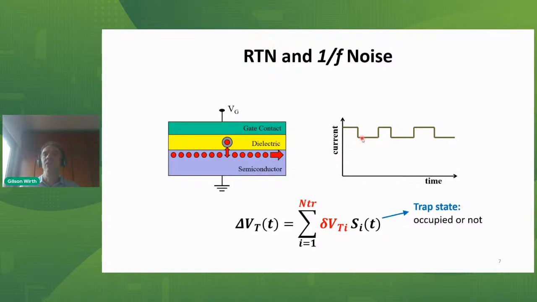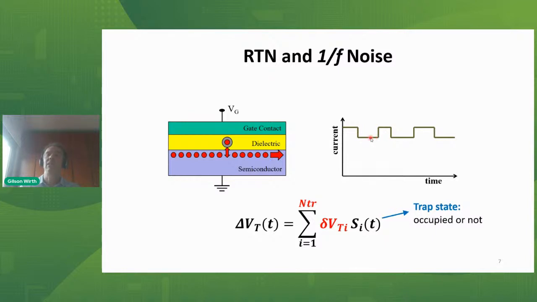Here is a pictorial view. If this defect is empty, so it has not captured an electron, the electron is in the inversion layer, and you have a higher current. Now, if a charge capture event happens, you get a lower current. So you see that the current switches between a higher current state and a lower current state.